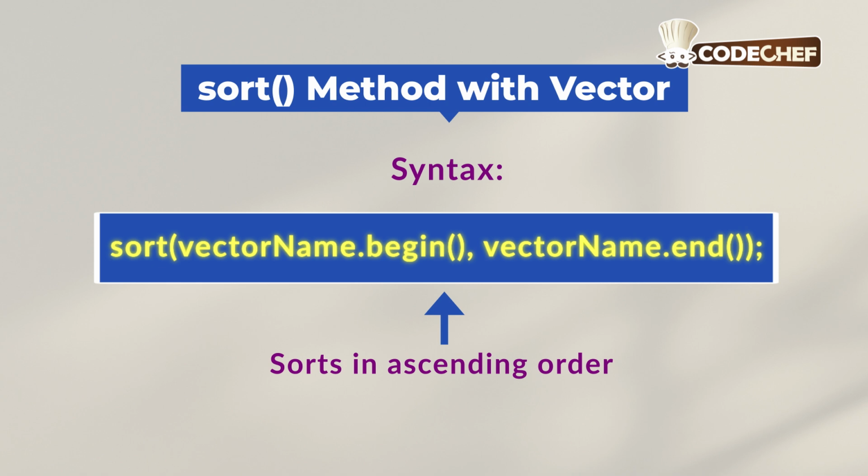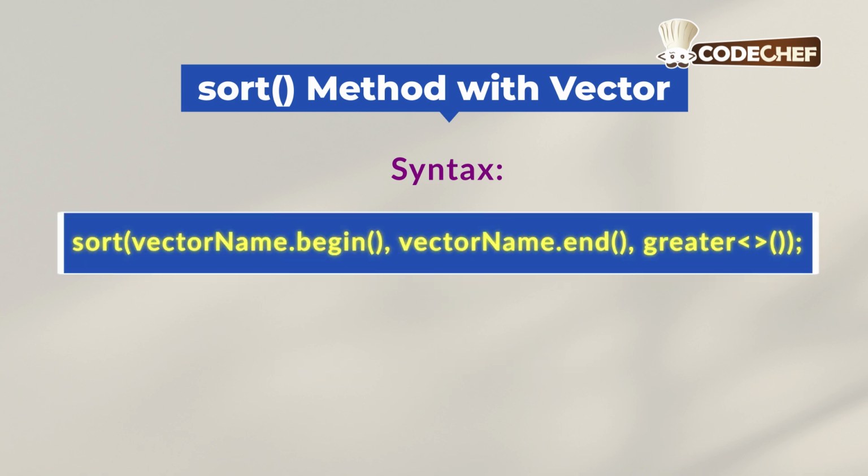Now we have one more syntax: sort(vectorname.begin(), vectorname.end(), greater<int>()); This syntax is used to sort the vector in descending order. Now let us go to the CodeChef platform to see how to use the sort method in C++.